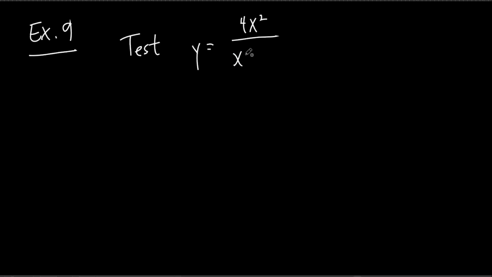All right, so this one. Example 9. All right, and here's what you're going to be doing. You're going to test this equation for symmetry. Okay? You're going to test that for symmetry. So you're going to do 3 tests.